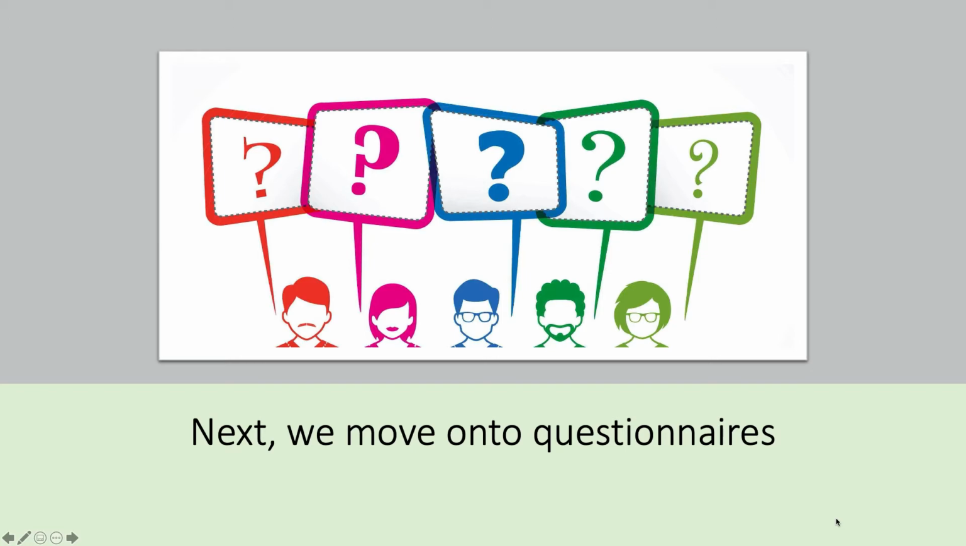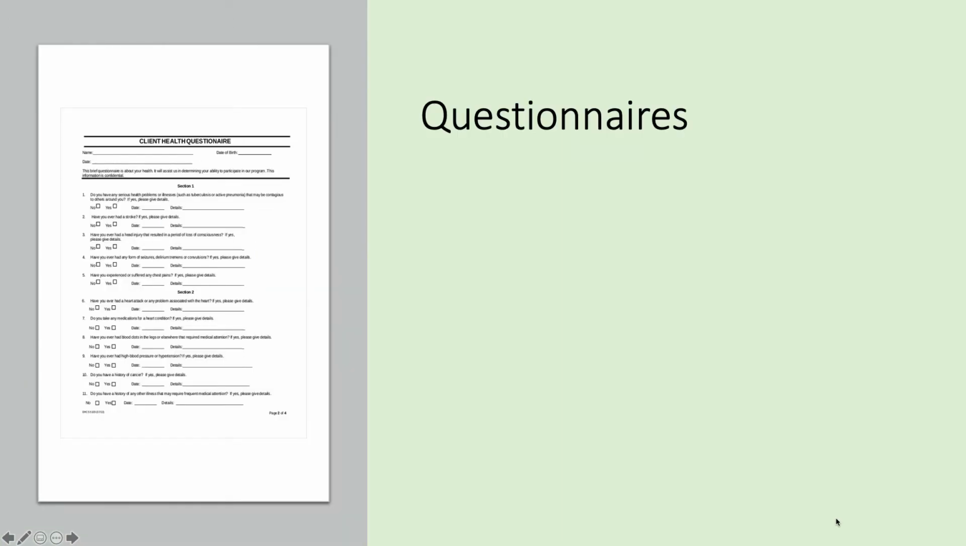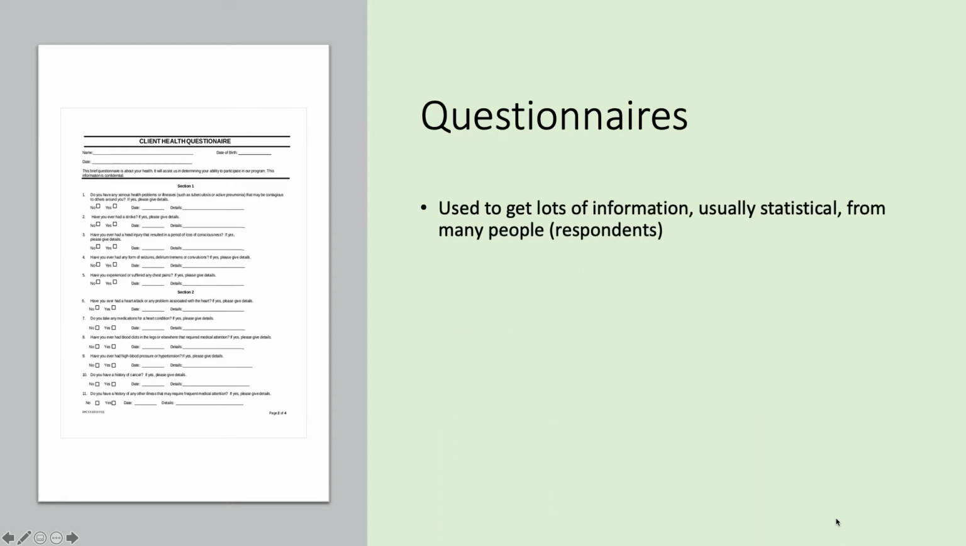Okay, so let's move on to looking at questionnaires. I'm sure that you've all filled out questionnaires before. I'll put a picture on the screen now of what a questionnaire might look like. So questionnaires, very, very simple, straightforward way to obtain lots of information. And it's usually statistical, and you can get that from many people. And we call those people completing the questionnaire a respondent. So you can use it to get lots of information, statistical information from respondents.